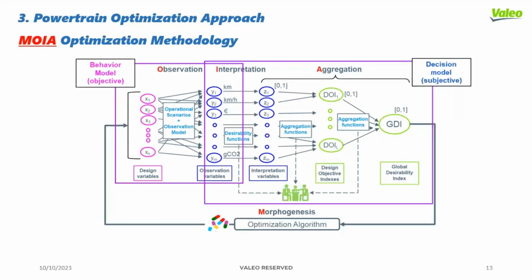We can clearly see that we have two models in this case. We have a behavior model that is objective, and we also have a decision model that depends on the expert's opinion, on the customer needs, and on the market trends as well. So this is subjective.